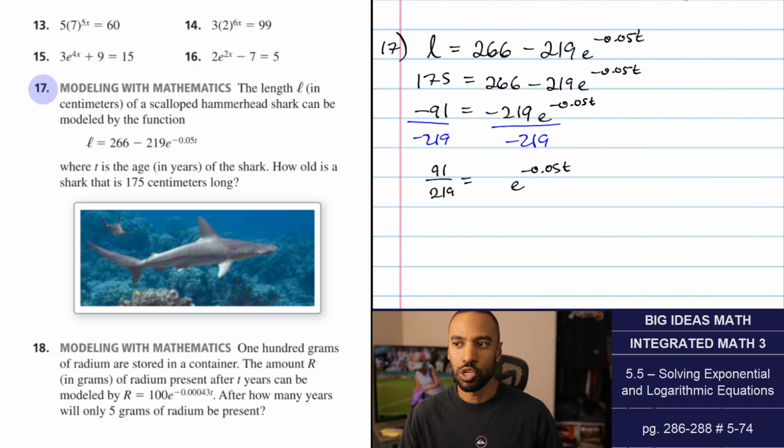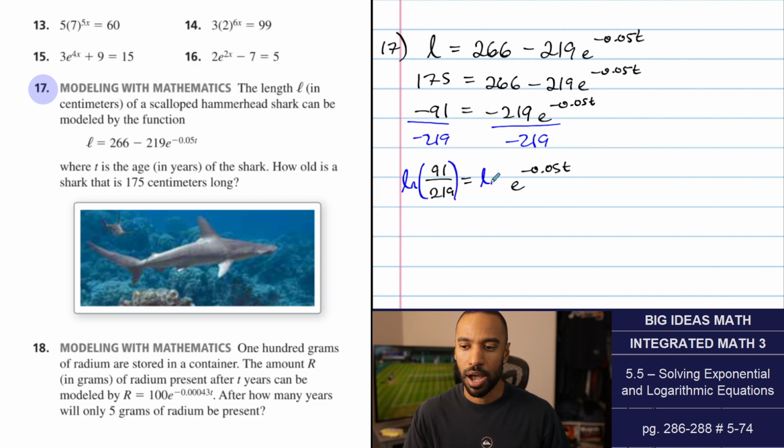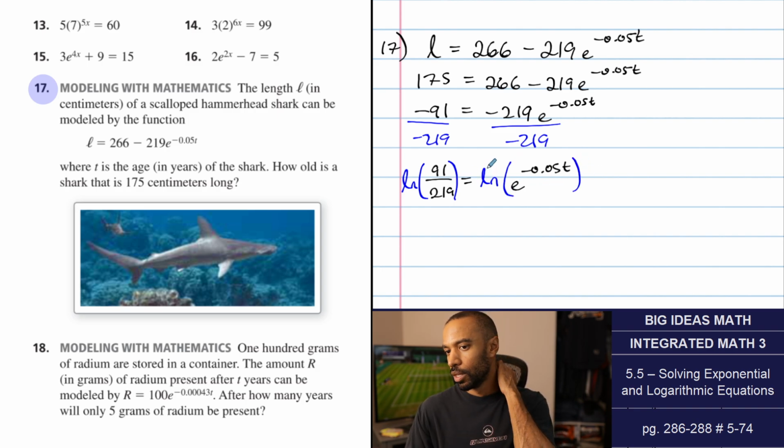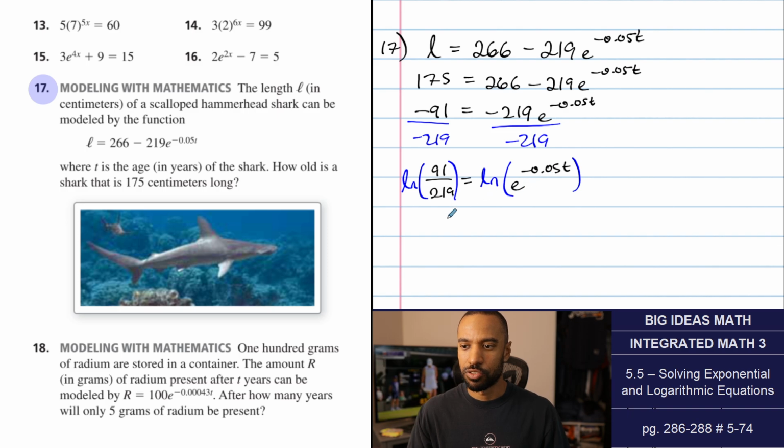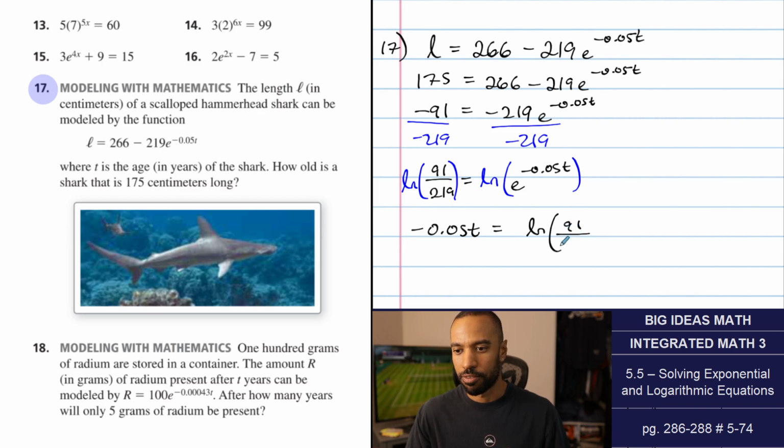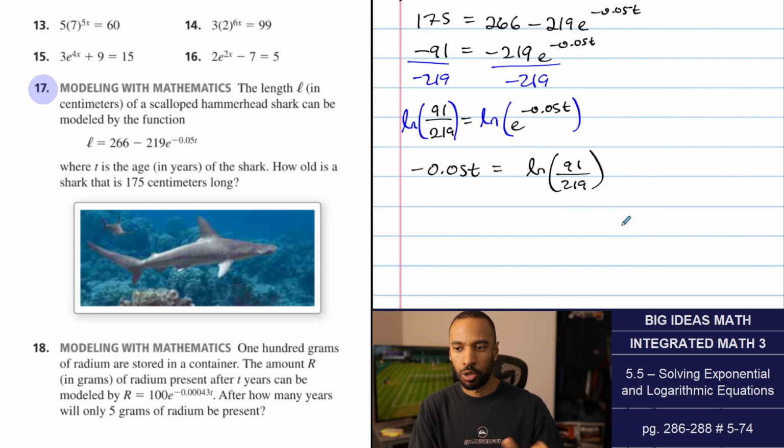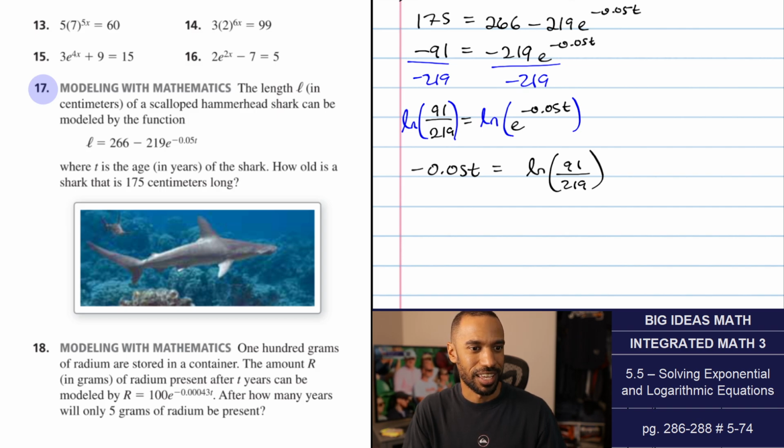It is at this stage that you should log both sides. Not just any log, but natural log. So from here, you'll now have negative 0.05t on its own side of the equation, and over here you have the natural log of this value. Now, 0.05 as a decimal is also 1 over 20, right? Hold on, I have to double check that. It's 1 over 20, which is indeed 0.05.